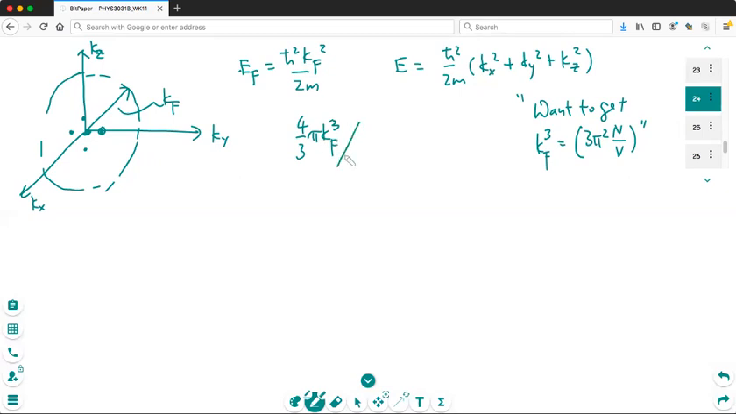And I know each k point occupies a volume of (2 pi over a)^3. This is the argument I had earlier. So I know there are so many k points, and each of them can take 2 electrons. And I'm already at the Fermi wave vector, which means I use up all electrons. So I have to equate this to N.